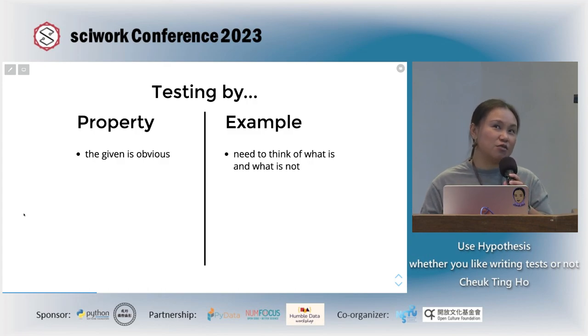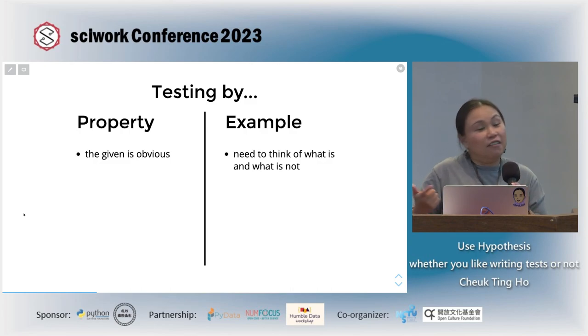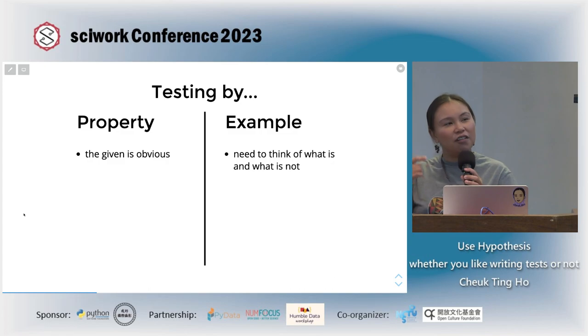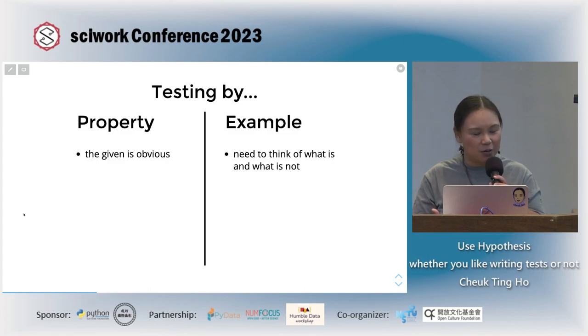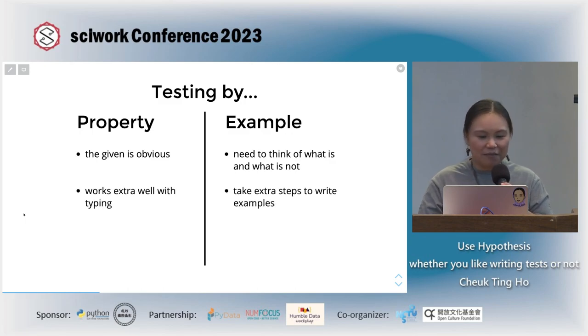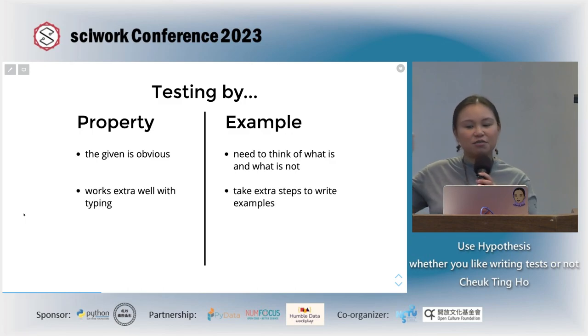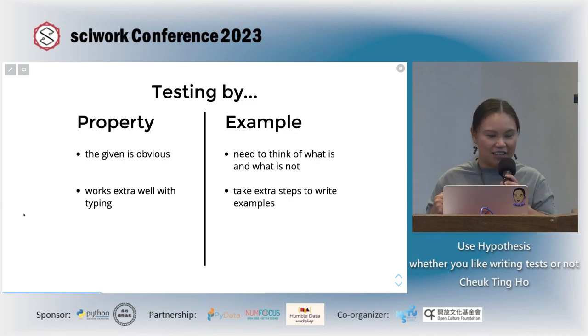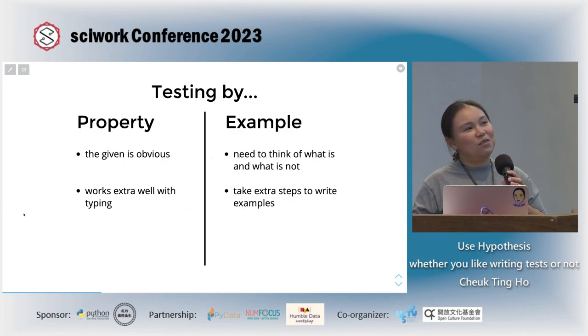It's a positive integer, so it won't be negative, or it's an integer, so it won't be a floating point number. It's more obvious, because when you write the code, you already have in mind what the input's supposed to be. So with test by example, you have to take an extra step to write the example. Like I said, you know what the property of that variable or input is supposed to be when you write the code.